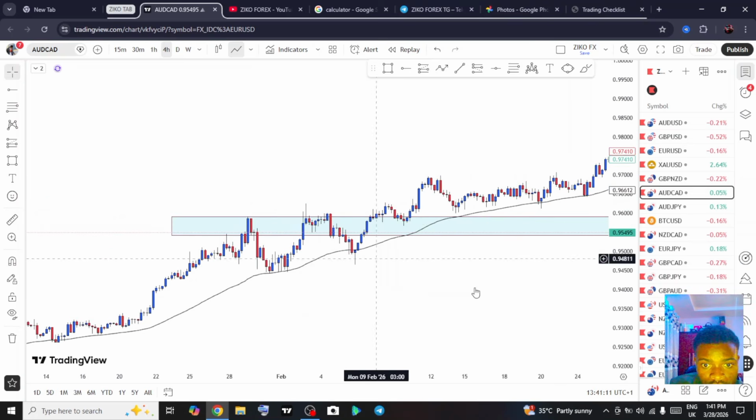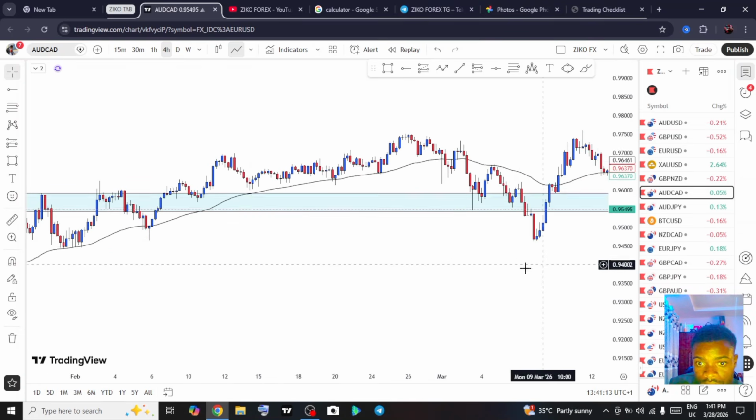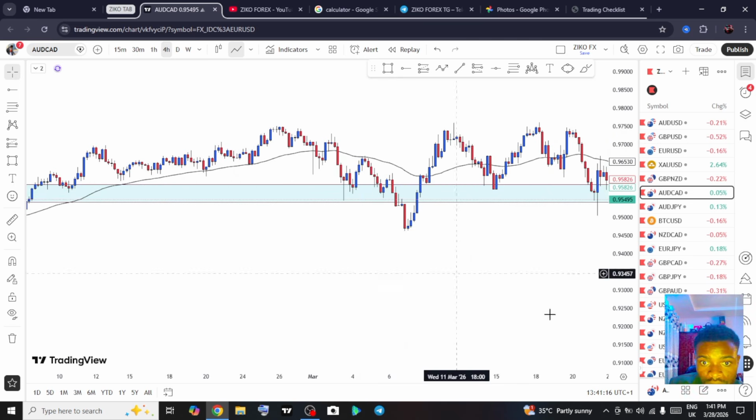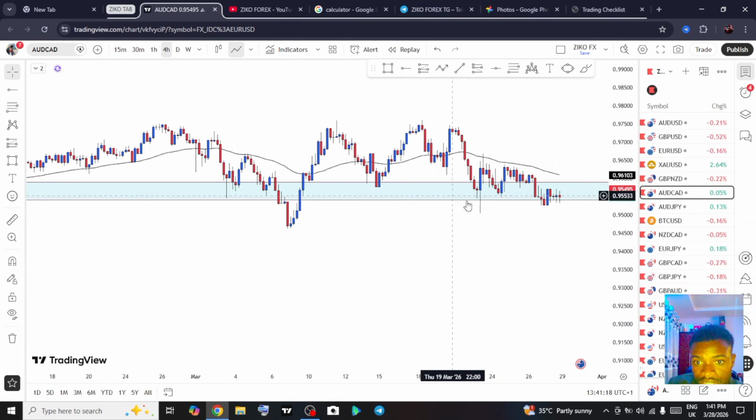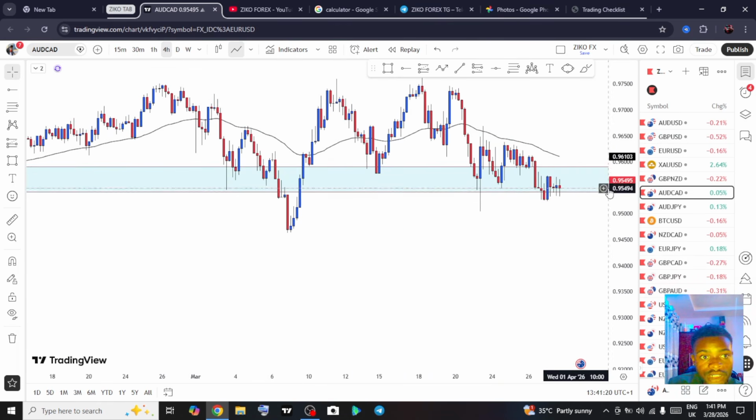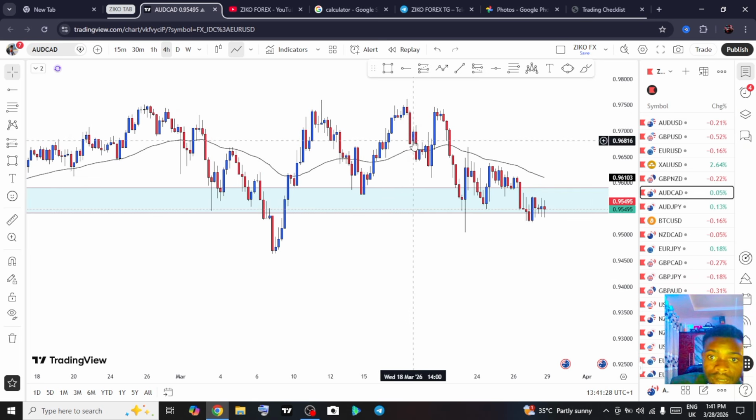We have 1, 2, 3 rejections from this area, 4 rejections, 5, 6, 7. So this is very, very good. I believe that this market could happen as early as next week. It's very similar to AUD USD, right? So I'm adding it for this week, but let me show you exactly what I'm saying.